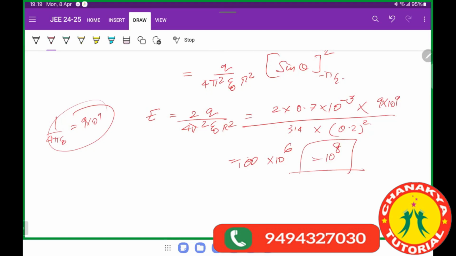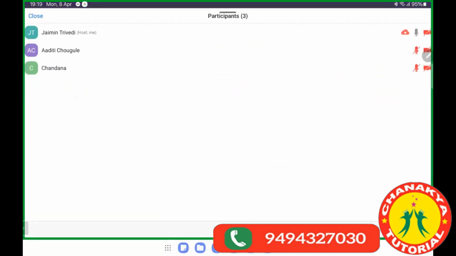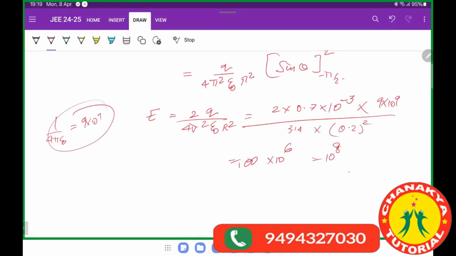Okay, but what about units? Chandana, remember what unit we found? Volt per meter inverse... Volt per meter.